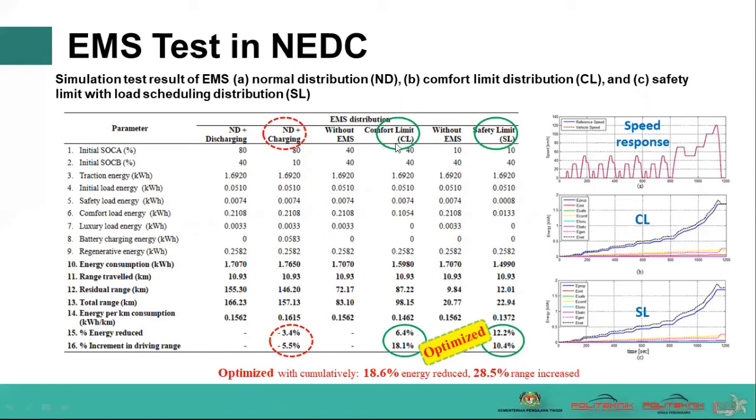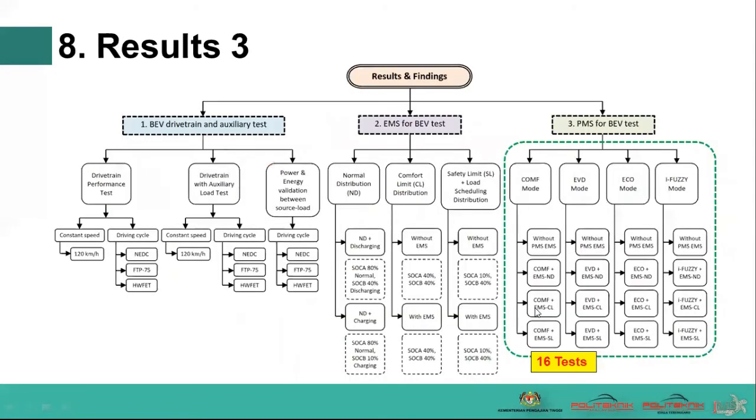However, during comfort limit, 6.4% energy is reduced and 18.1 range is increased, while 12.2% energy is reduced and 10.4 range increased during safety limit. The energy is optimized with cumulatively 18.6% energy reduced and 28.5% range increase.